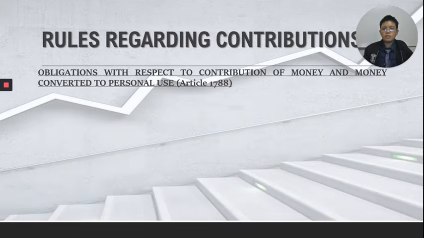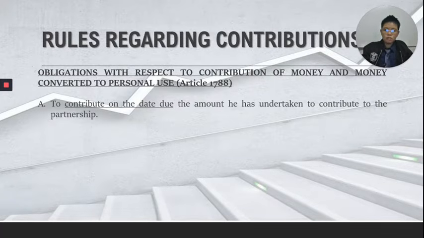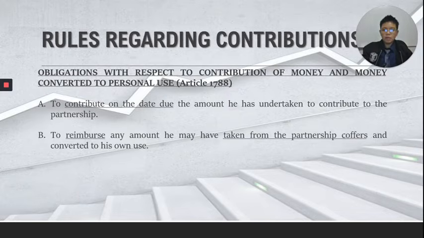What else? Also, obligations with respect to the contribution of money, kanina converted to personal use, and also with respect to delayed contribution of money. So, this has something to do with the earlier discussion. So, number 1, the partner should contribute on the due date. What else? Number 2, he will reimburse.